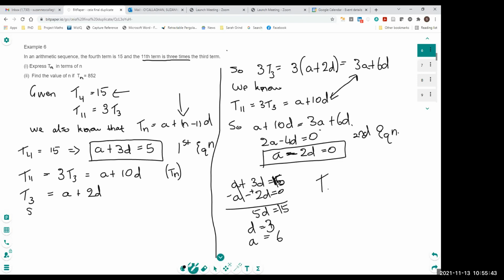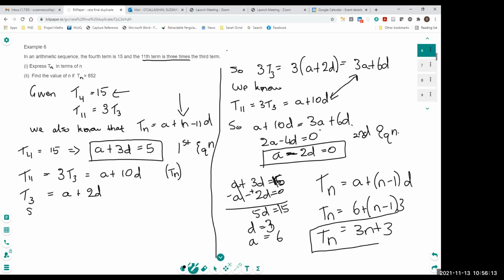So T of n then is equal to, our general term is equal to a plus n minus 1 d. We substitute in the values for a and d. So we get T of n is equal to 6 plus n minus 1 times 3. That's equal to 3n plus 3 for T of n. So that's your formula. We'll do the last part of the question and then we'll take a break.